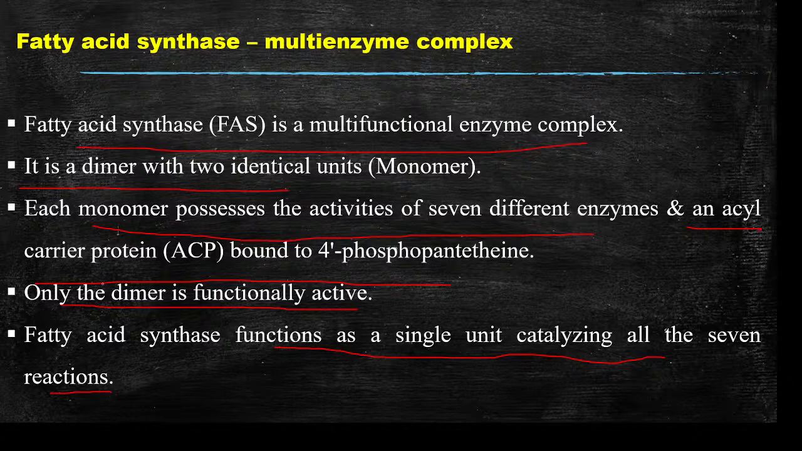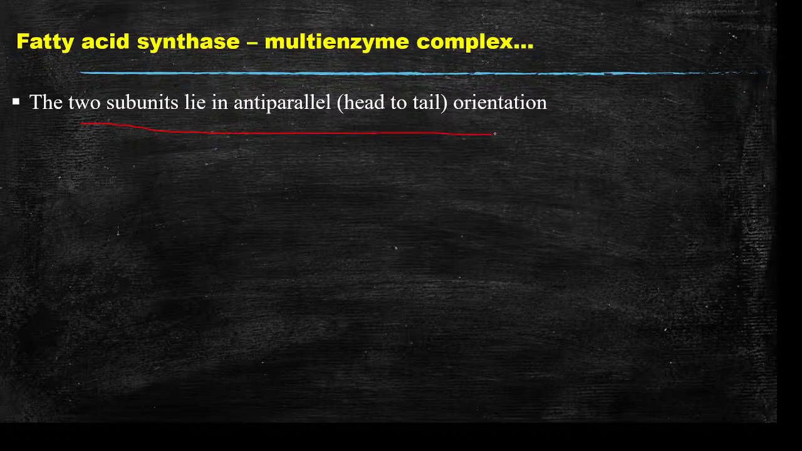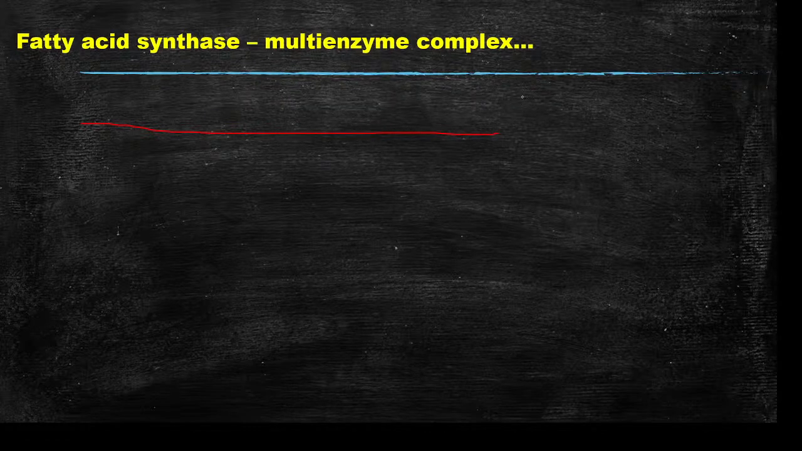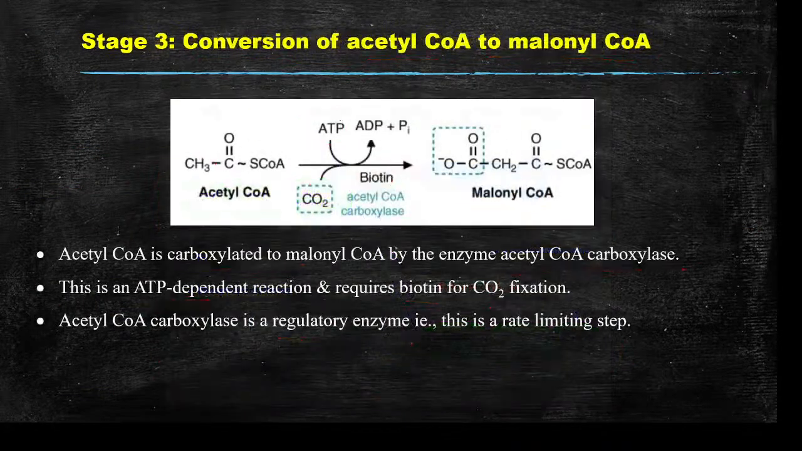Once the acetyl-CoA or malonyl-CoA enters the fatty acid synthase complex, it catalyzes all the 7 reactions, and the output is that it will form palmitic acid. The two subunits lie in anti-parallel orientation.